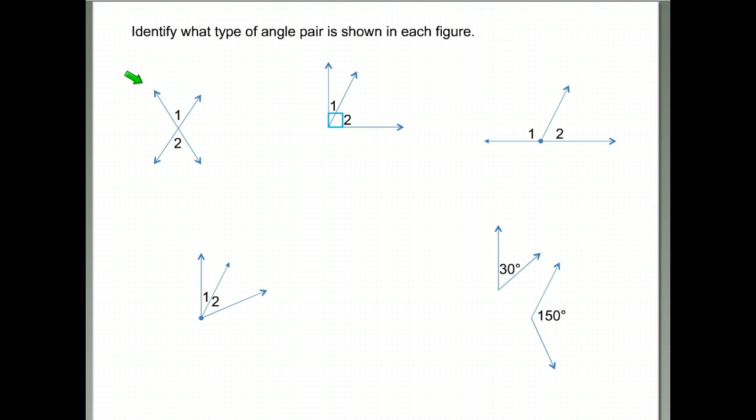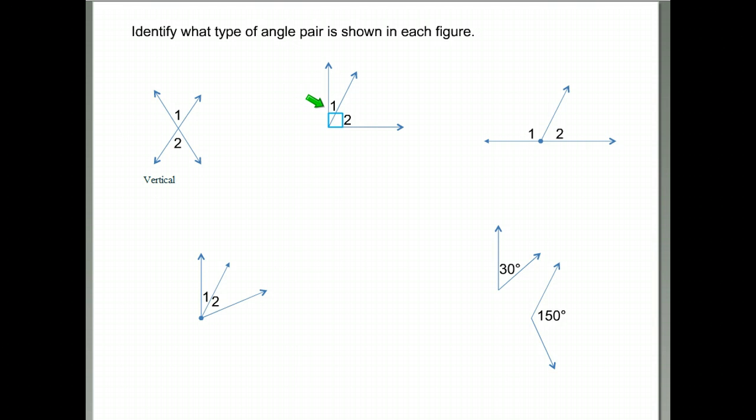Identify what type of angle pair is shown in the figure. So this figure up in the upper left-hand corner with the angle 1 and angle 2. Angle 1 and angle 2 are what type of angle pair from our list of angles? Good. Good. They are across the intersection from one another, so that is exactly right. So this would be a pair of vertical angles. Very good.